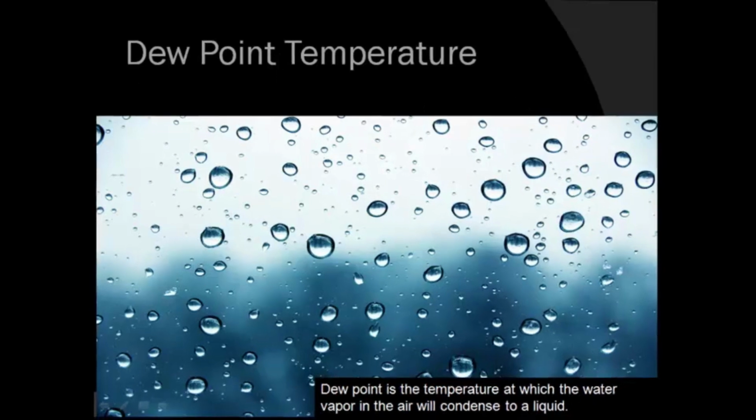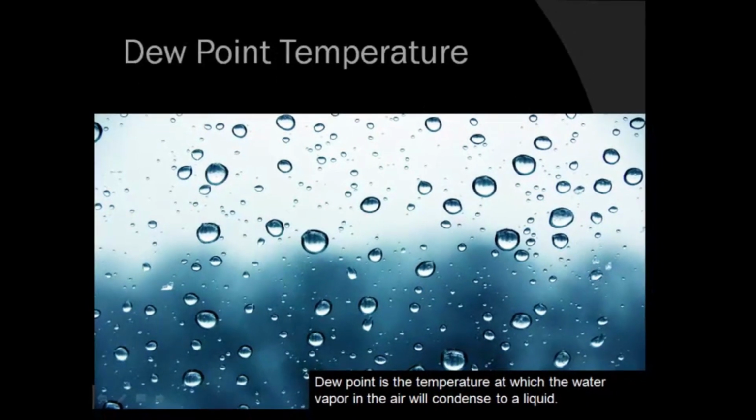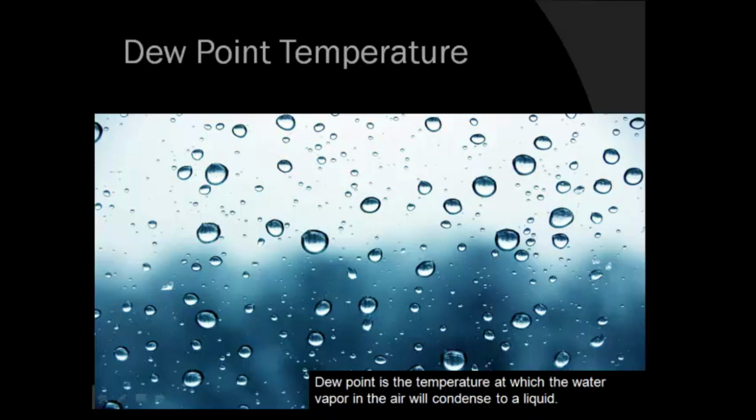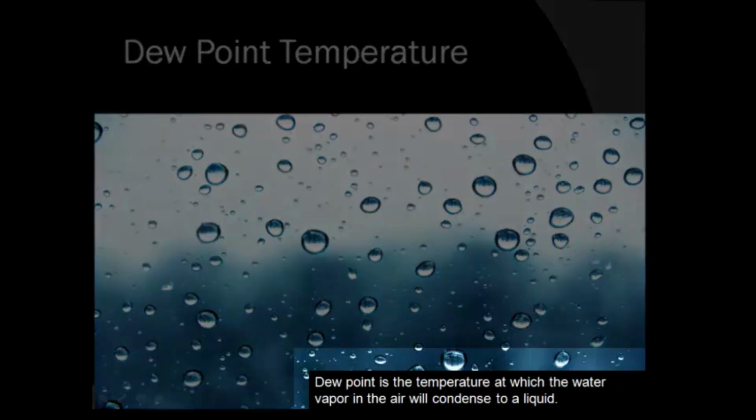The dew point. If air is cooled at a constant pressure, there is a point at which the water vapor in the air will condense, that is, change from a vapor to a liquid state. Evidence of this change is seen by moisture forming on surfaces. This temperature is referred to as the dew point.